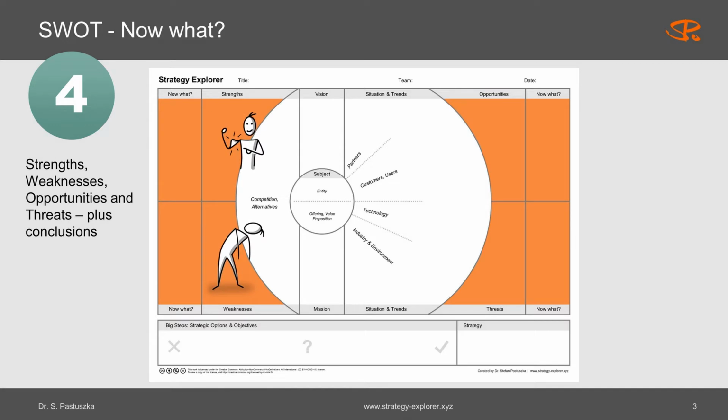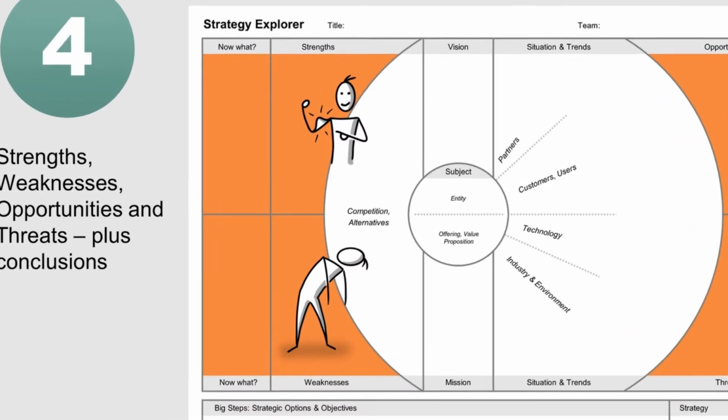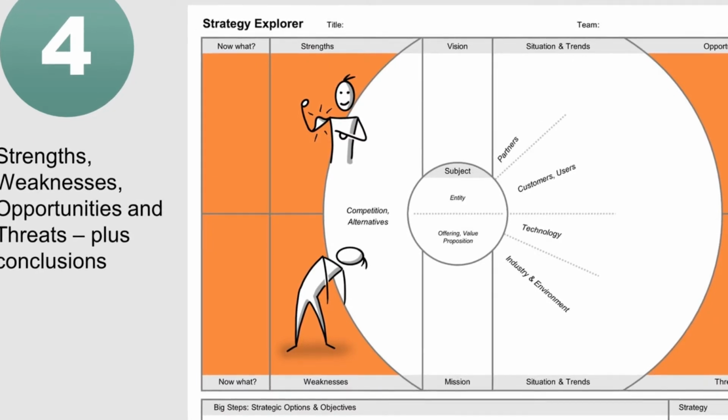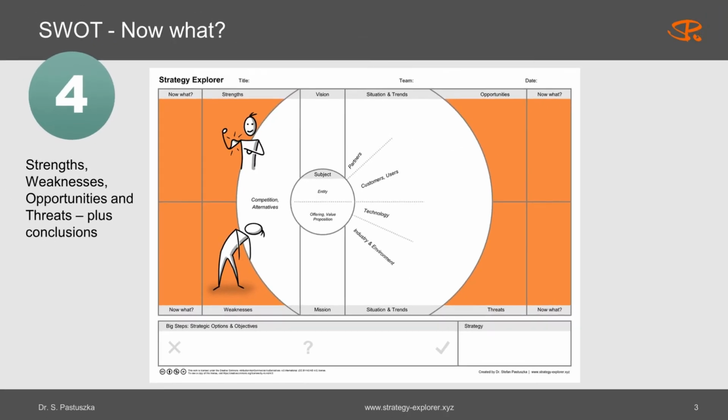On the left-hand side we find the strengths and weaknesses. In order to identify them, the subject must be compared to the competition and alternatives. Strengths and weaknesses are of internal nature and can be influenced. For example, a poor website or marketing approach is clearly within the own responsibility and could be improved.